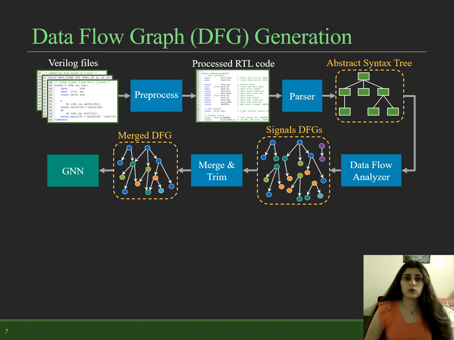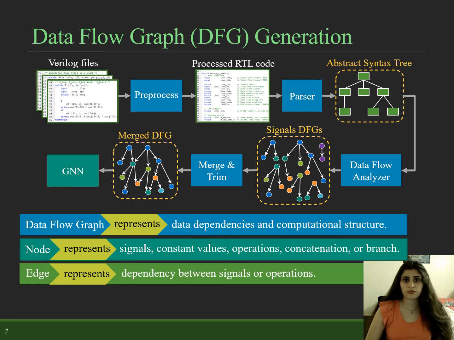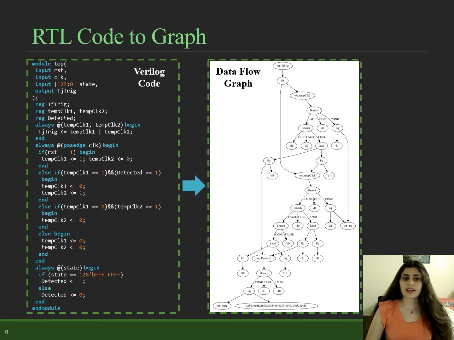This graph is a rooted graph where in the root we have the outputs, and in the leaf nodes we have the inputs and the constant values, and this whole graph tries to show the dependency from output to input and the computational structure of the data. In this graph, the edges represent the dependency between signals and between signals and computations. The nodes can represent the signals in the hardware, constant values, branches, or operations. In this page, you can see an example of RTL code and its corresponding data flow graph that is generated by our pipeline.